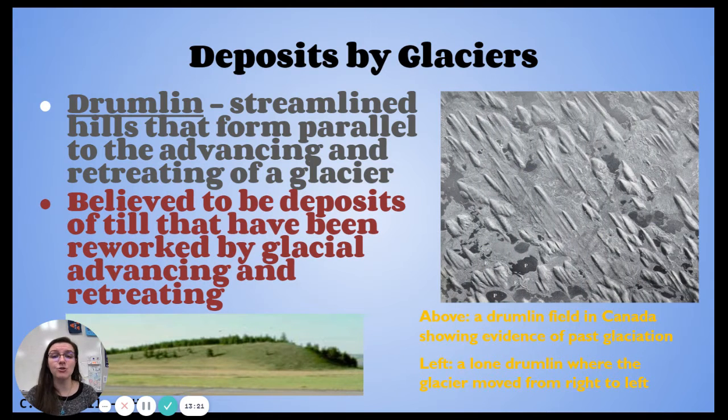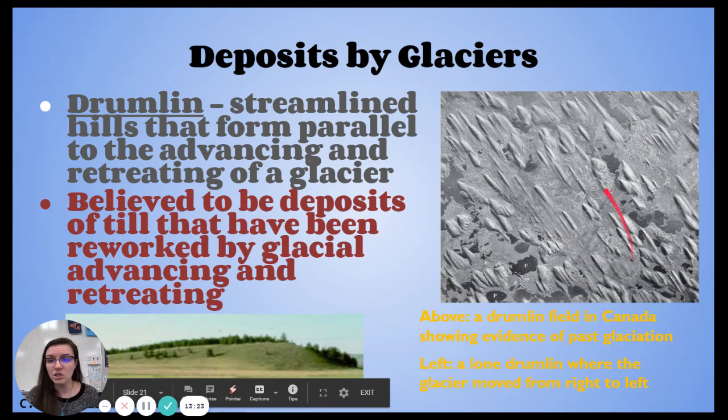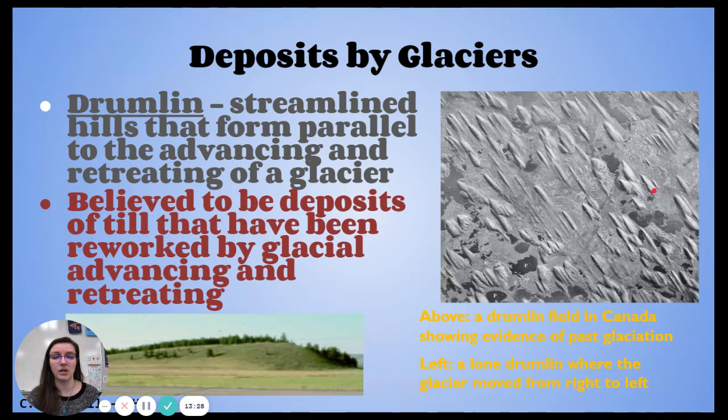Other deposits, we've got a drumlin. These are a bunch of kind of streamlined hills that all form parallel to each other when glaciers advance and retreat and advance and retreat. Lots of times glaciers will move a lot in a single season. They will kind of cycle through advancing and retreating over and over again. So these are deposits of till, or soil and sediments, that have been reworked over and over, glaciers advancing and retreating over and over, to get all of these very streamlined hills.